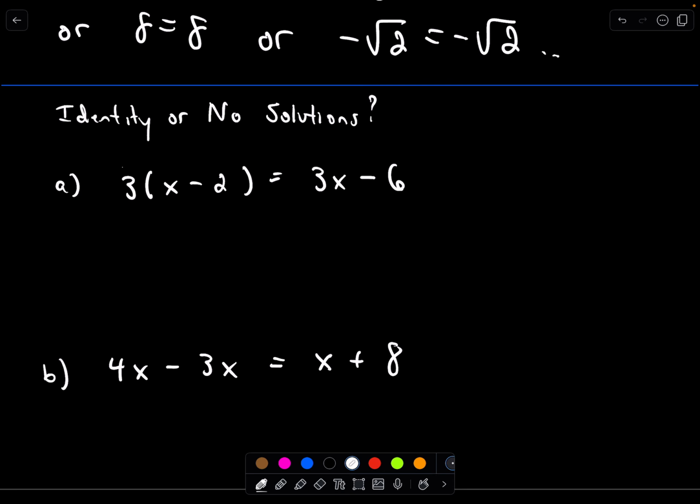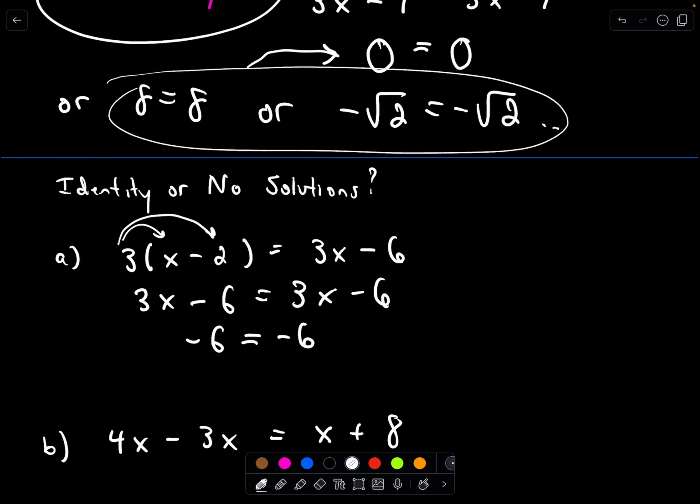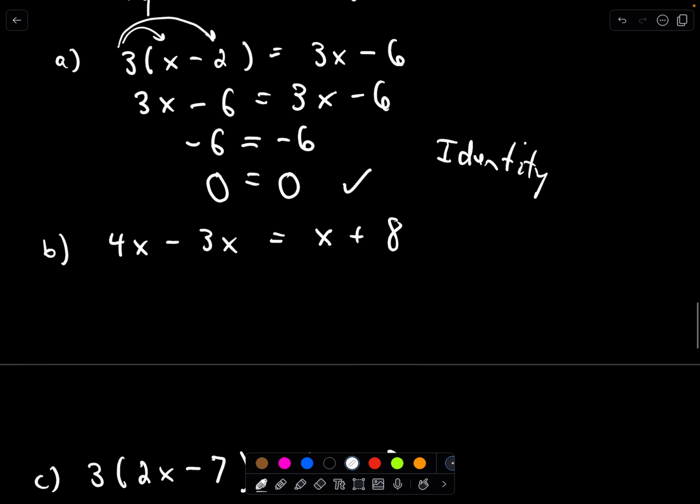So part A, if I distribute on the left, well, I would have 3x minus 6. Well, that equals 3x minus 6. Clearly, this is an identity. Maybe we didn't recognize it. Let's subtract 3x from both sides. That would just leave me with negative 6 equals negative 6, which, again, is what I was saying up here. So already, I can recognize that's an identity. Maybe I add 6 to both sides. Notice eventually you will get down to the statement that 0 equals 0. That tells us, again, that this is an identity.